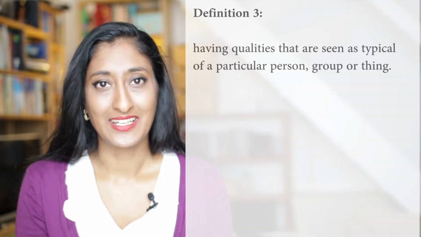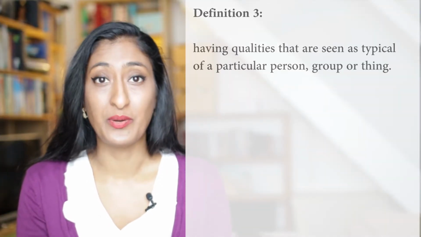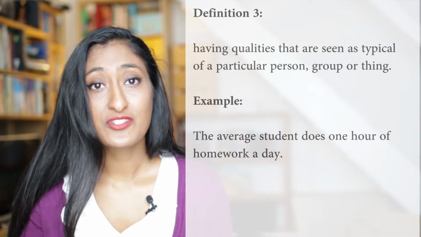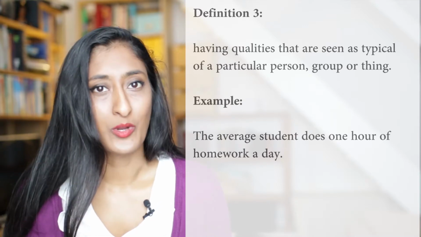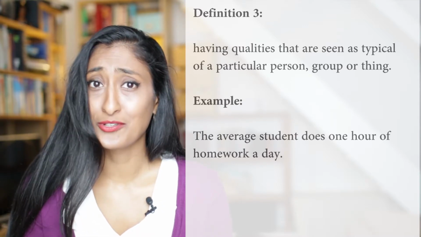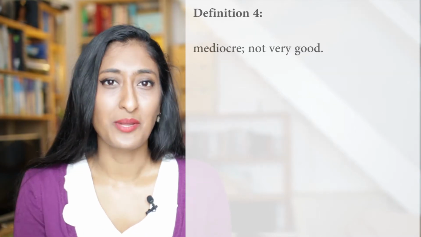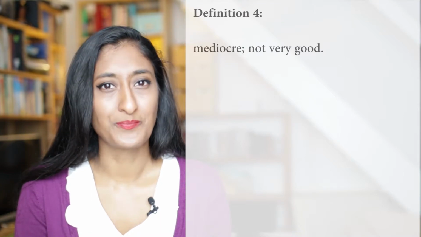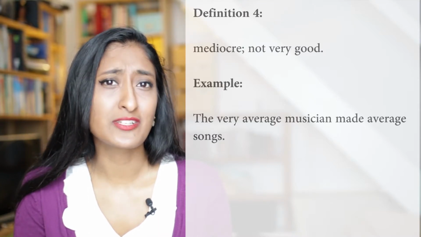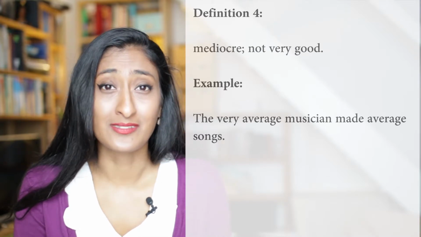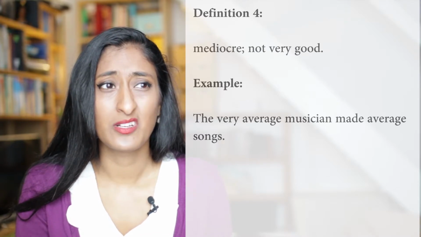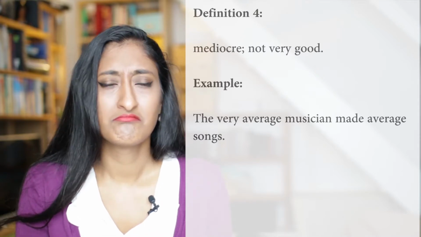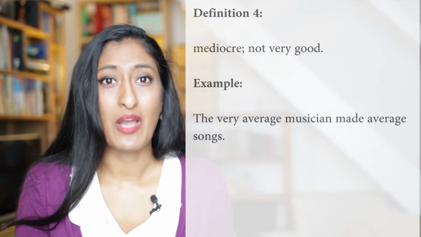Definition number 3. Having qualities that are seen as typical of a person, group, or thing. Here's an example. The average student does at least 1 hour of homework every day. And if that's not you, you should be. Definition number 4. Mediocre. Not very good. Here's an example. The very average musician made average songs. That means his songs were not dreadful, but they weren't outstanding either. They were just okay. So they were average.